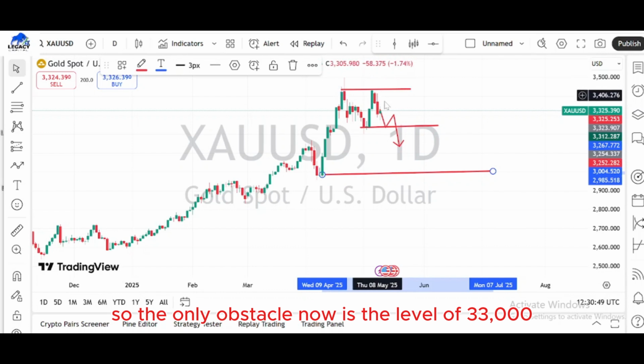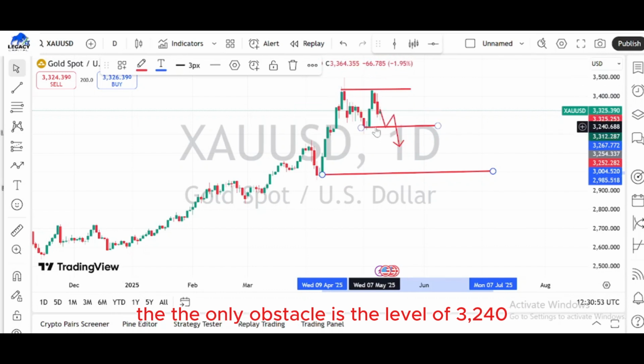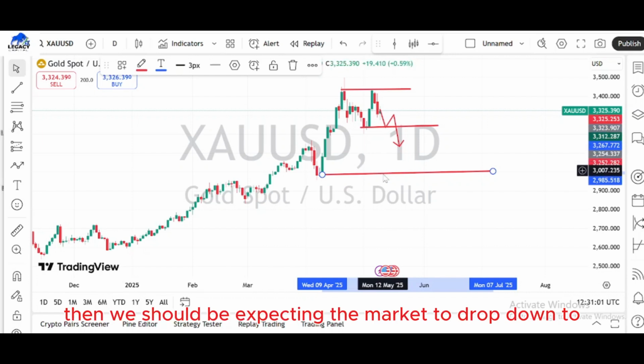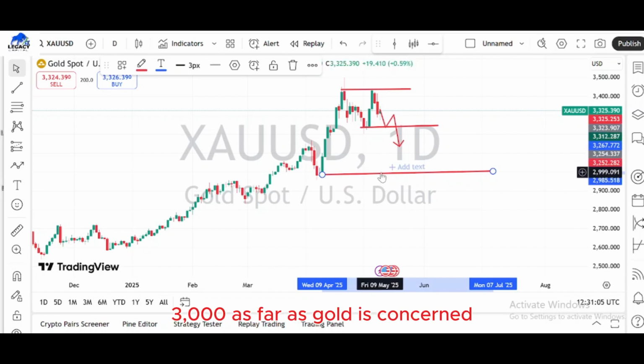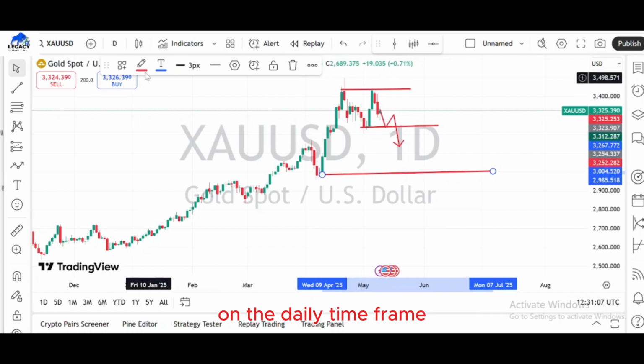So the only obstacle now is the level at 3,240. Once the obstacle is taken, then we should be expecting the market to drop down to 3,000 as far as gold is concerned on the daily time frame.